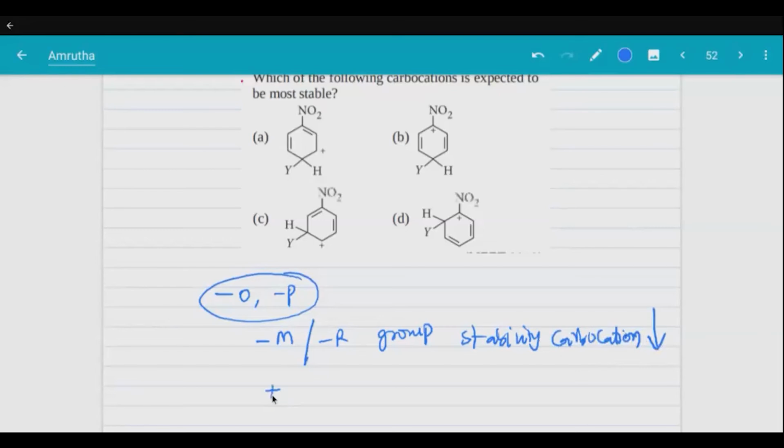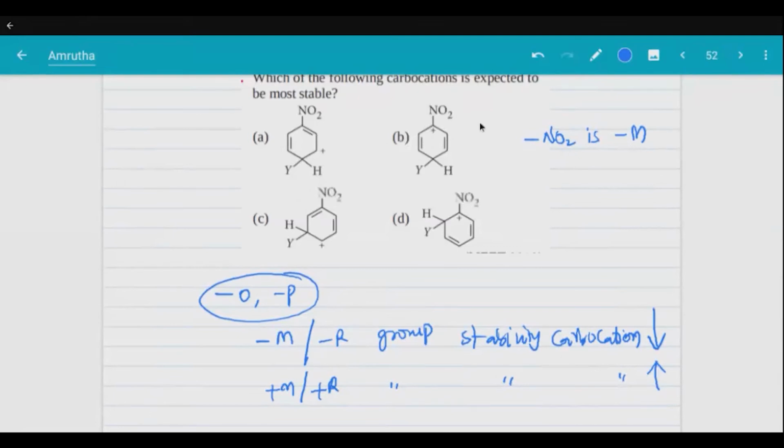But with a plus M or plus R group, the stability of carbocation will increase. Very simple. But NO2 is a strong withdrawing group. So at the ortho position or para position, that will strongly decrease carbocation stability. Now see these ones, options B and D. Why it will decrease, I'll also explain.